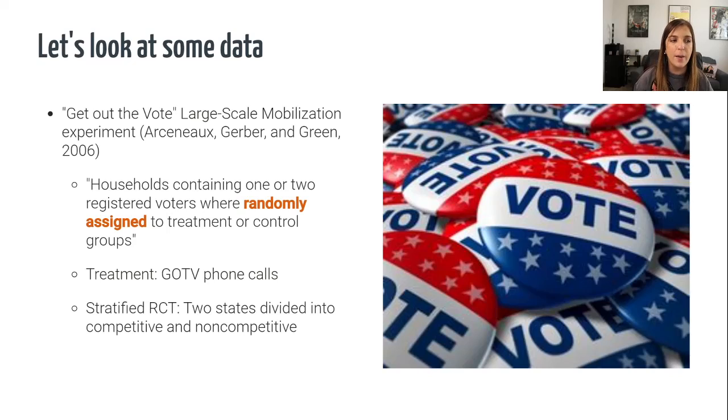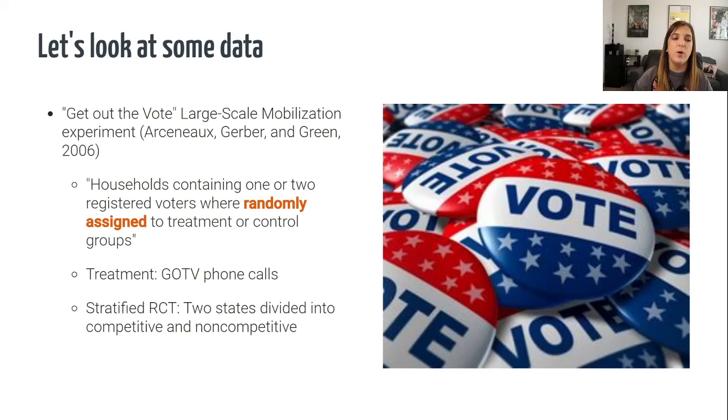So now let's look at some data. We're going to be talking about this very large-scale mobilization experiment of Get Out the Vote that was done in 2006 by Arceneaux, Gerber, and Green. This was a huge experiment, actually, where households were randomized into a treatment assignment or not. And basically, they contacted with Get Out the Vote phone calls those households that were assigned to treatment, okay?